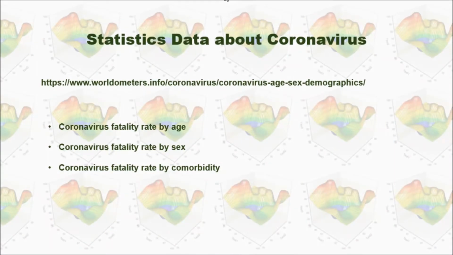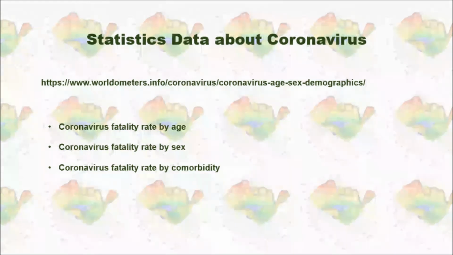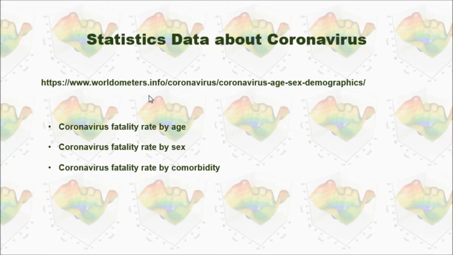In this video, by using decision tree, I try to find out if a person can survive or die based on the statistic data about coronavirus by age, by sex, by comorbidity. I got the data from this website. From this website, I got some statistics data about coronavirus fatality rate by age, by sex, by comorbidity. But unfortunately, I don't have access to the original data. So I generated some dummy data based on those statistics data with a spreadsheet.